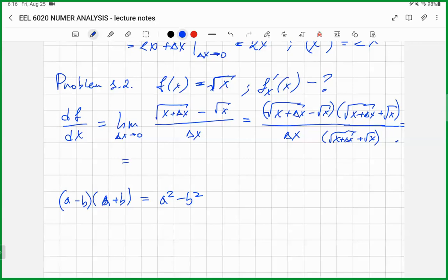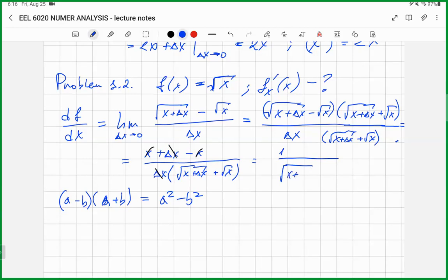So in the numerator it becomes x plus delta x minus x, divided by delta x times the square root of x plus delta x plus square root of x. Very good. And now this x cancels out, and we've got this delta x, which also goes away, and I finally have 1 over square root of x plus delta x plus square root of x, with delta x going to 0.